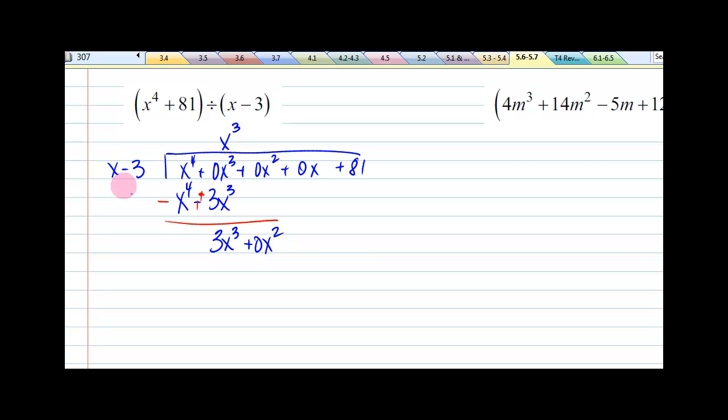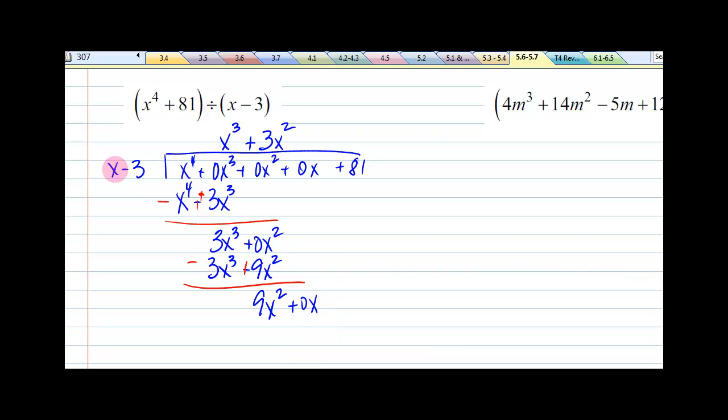So this x turns into this 3x cubed by multiplying by a 3x squared. 3x squared times x is 3x cubed. 3x squared times negative 3 is a negative 9x squared. But remember, I have to subtract, so I really am just going through and changing both of my signs. Add straight down, I get 9x squared. I'm going to bring my 0x down.